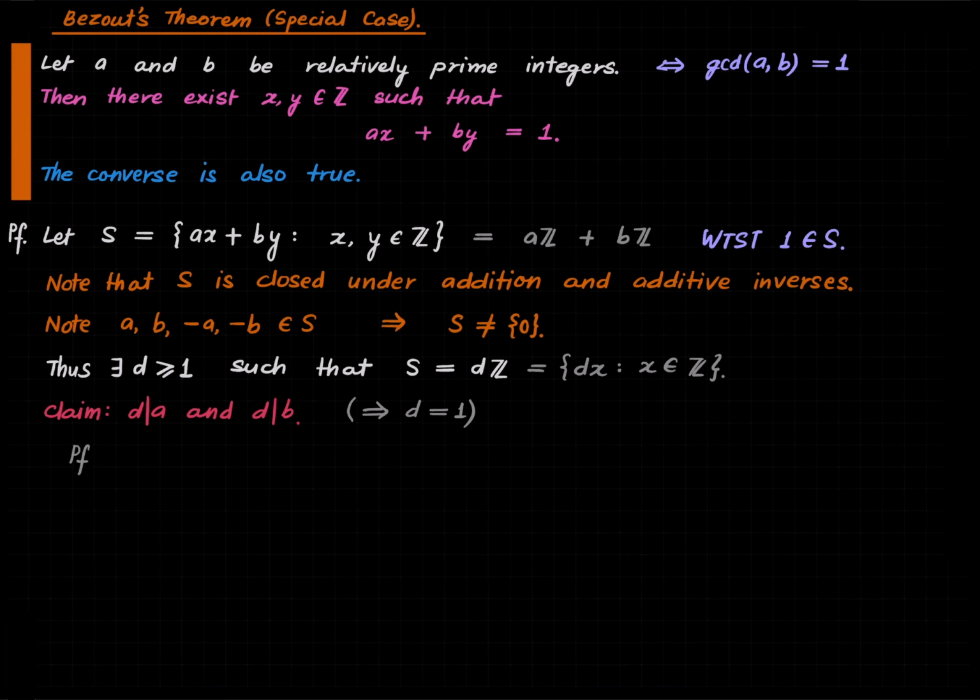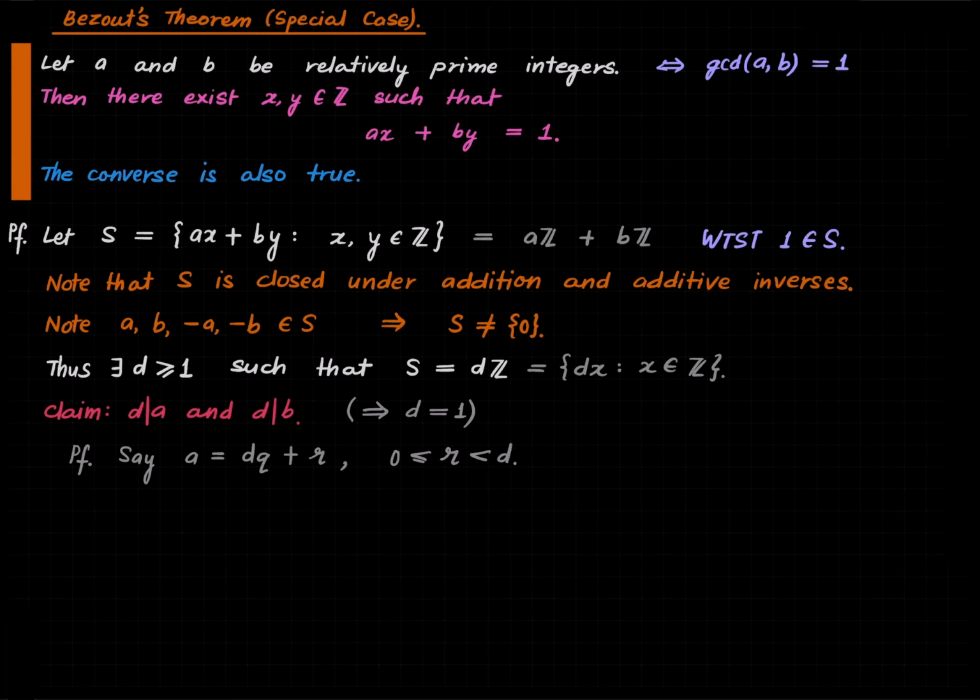So we will just need to prove that d divides A. Once we prove that d divides A, the other part is very similar. I mean, it's basically the same thing. And again, how do you show that something divides something? You use the division with remainder theorem. So say A is equal to dq plus r, where r is in this range.